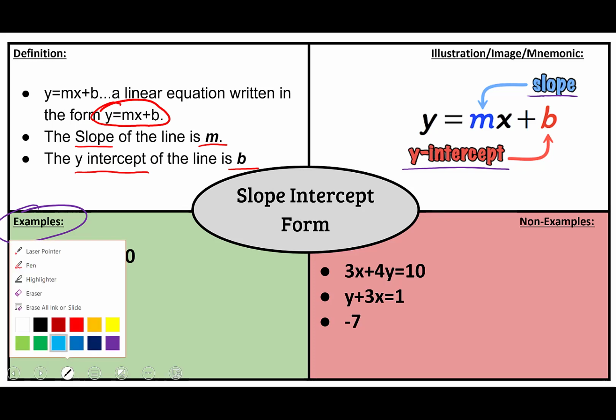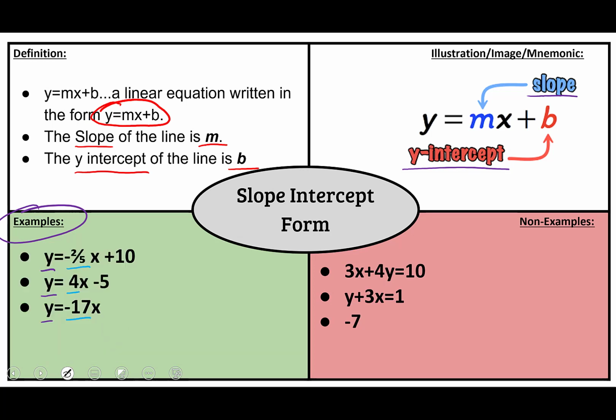And of course, there is a b in each equation, which I will underline in yellow. The b in this equation is positive 10. The b in this equation is negative 5. In the last equation, there doesn't appear to be a b, but all that simply means is there is a 0 in there. We have a 0 in that equation, so the y-intercept for that equation would be 0.